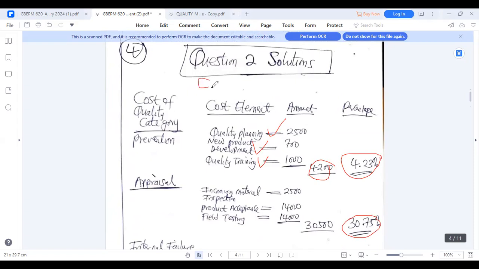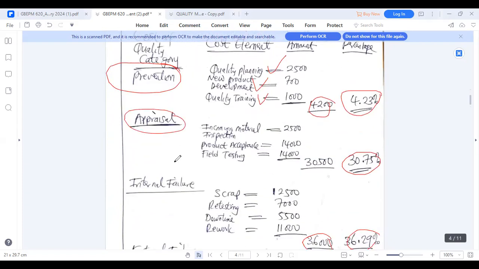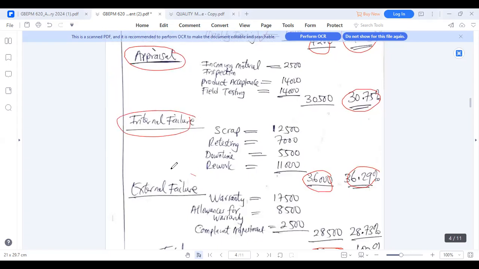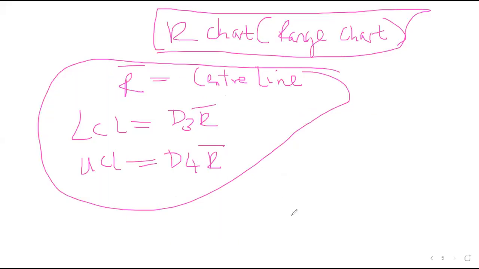These are cost of quality elements. Under cost of quality elements, we have 4. The first one is prevention cost, then the appraisal cost, the internal failure cost, and the external failure cost. These are just the 4 cost of quality elements. So the four cost of quality, number one is prevention cost.